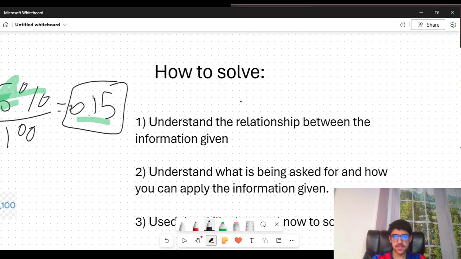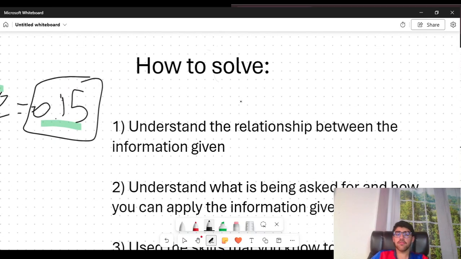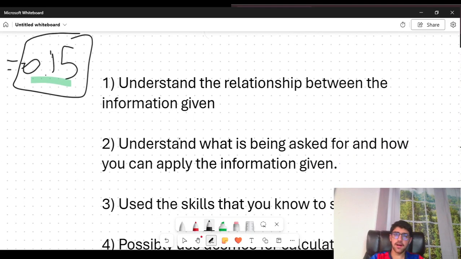So how do you solve these questions? First thing, it's important to understand the relationship between the information given. If they give you a paragraph of information, how do they relate together? And sometimes they won't. Some of the questions that I saw in the question bank give you so much information, and all you need is one sentence out of the whole paragraph to solve the question. So sometimes they give you extra information to confuse you. So you need to be able to sift through, find the information you need, and understand the relationship between the information.